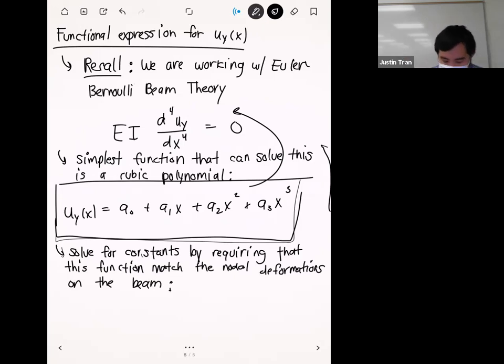And so what does that mean? Essentially we're applying constraints onto this equation here. Okay. And so one such constraint is that if we evaluate uy at x1, the left side of the beam, then this has to equal the transverse displacement at node 1. And so we say that uy of x1 is equal to u1y.